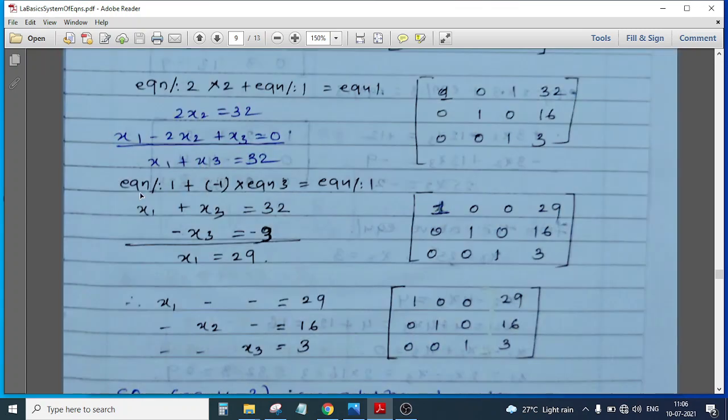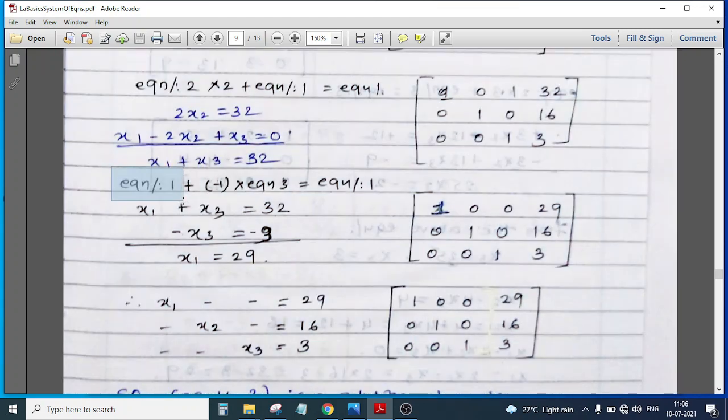Please see the operation we are doing. Equation 1 plus minus 1 times equation 3. So we are getting minus x3 is equal to minus 3. This plus x3 and minus x3 would get cancelled. Thus just x1 would remain as it is, and 32 minus 3 is 29. So, friends, what are our new equations? The coefficient of x1 is 1, and the constant value we are getting here is 29. So 1 and 29.